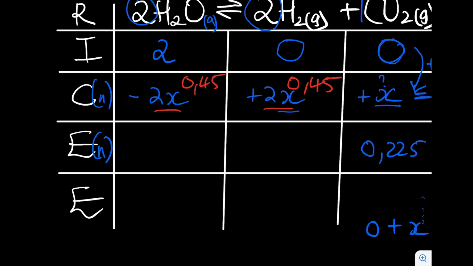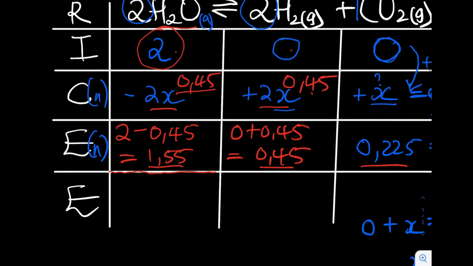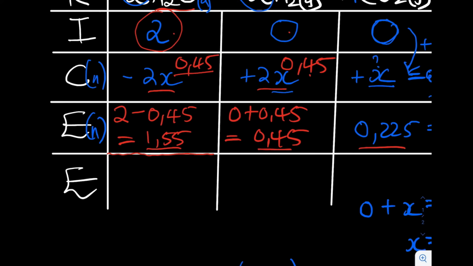Now we know this is the initial amount that was there before the reaction took place, and this is the amount that was used up. Now we have to find the number of moles that will remain at equilibrium. We say the amount that was there minus the amount that is used, and we get 1.55. And in the product we add, so it's 0 plus 0.45, which is 0.45, right? Now, these are the amounts that were left at equilibrium after the reaction has reached equilibrium.